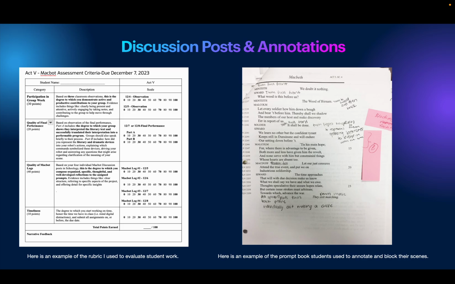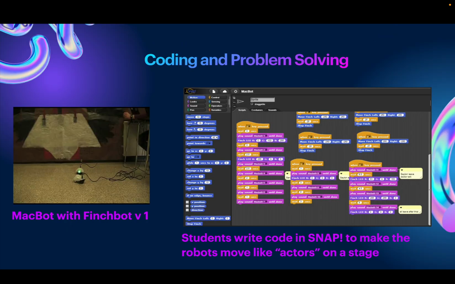And then also here's an example of what the prompt book looked like when they annotated and blocked their scenes, because they learned how to do that in Act 3 for their scene on the stage, but they also had to block the scene out for their robots to act out in the classroom. So this is coding and problem solving here with the FinchBots.